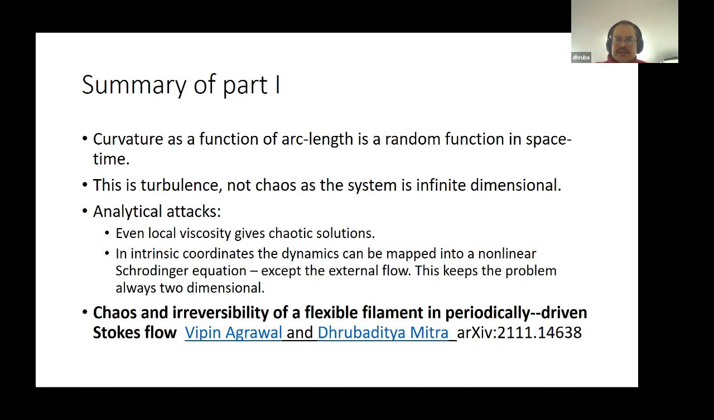This is turbulence. There are ways to do an analytical attack. For example, if you use local viscosity, you still get chaotic solutions. And in an intrinsic coordinate, the dynamics can be mapped into a nonlinear Schrodinger equation, except for the external flow. So the problem always remains one-dimensional, and we are working on analytical attacks on this. So that's the summary of part 1.